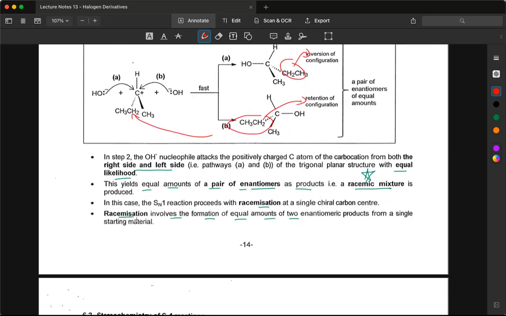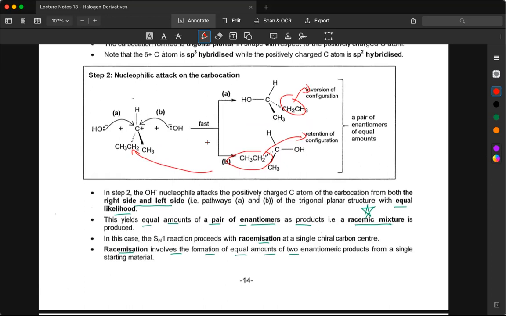Racemization involves the formation of equal amounts of two enantiomeric products from a single starting material. So we have a pair of enantiomers, with one having inversion of configuration and the other retention of configuration.